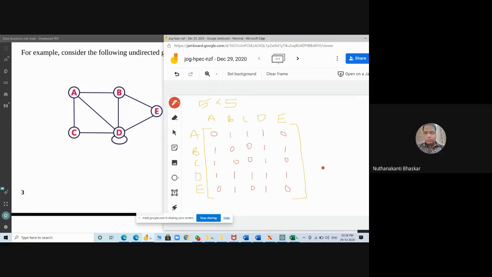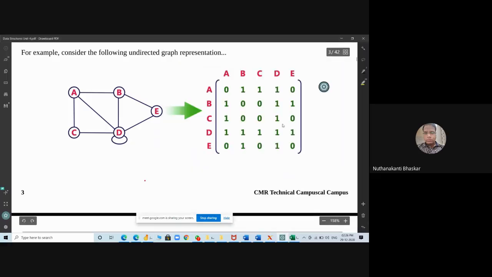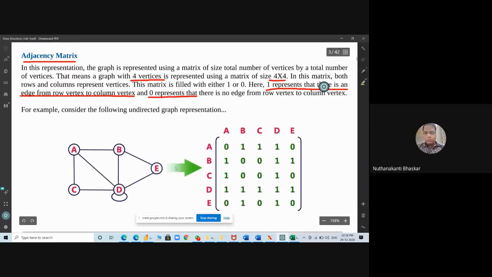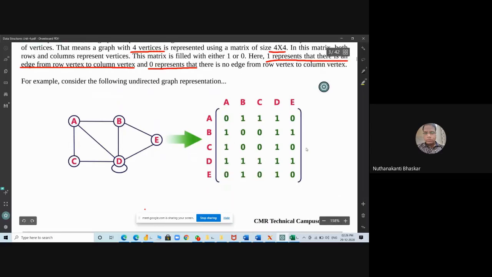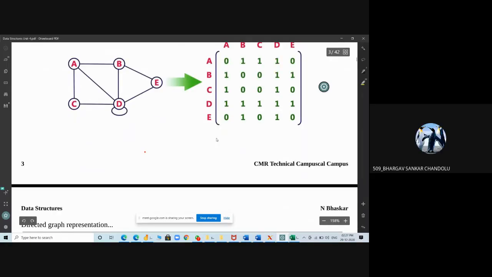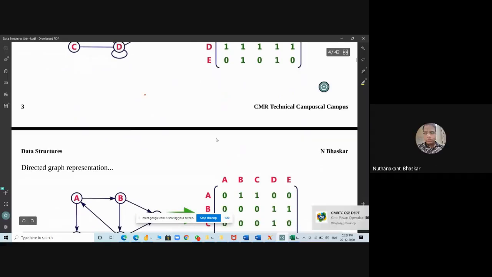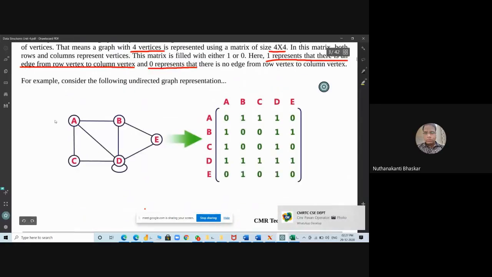Clear? Very simple. Understood everyone? This is the way to represent. This graph we have represented in an adjacency matrix. Clear everyone? So this is a very important 8 marks question. Is it clear? Here now, this graph is for what? Is this graph a directed graph or an undirected graph?